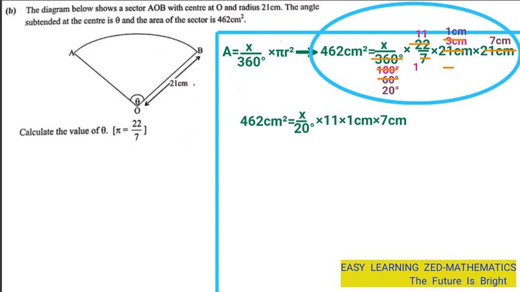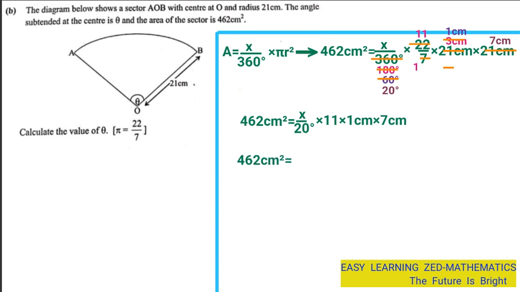So x multiplied by 11 will give me 11x. 11x multiplied by 1 centimeter gives me 11 centimeter x, which will be multiplied by 7 centimeter, giving me 77 centimeter squared x. So I'm going to write 77 centimeter squared x over 20. Now I need to get rid of the fraction like I said earlier, so I'm going to multiply both sides by 20, this side and also this side.